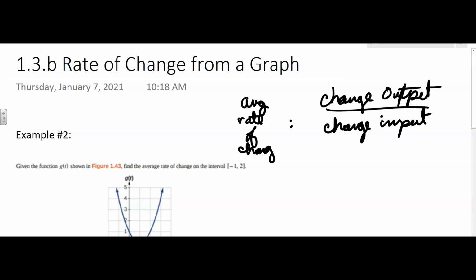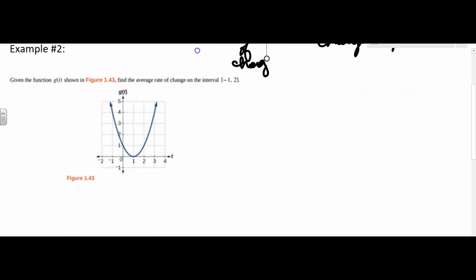Okay. So they have to tell us what the interval is that we're going to be calculating this average rate of change over. Now in this example, they give us a function, g, and they give us a graph of the function. They tell us that we're going to be finding the average rate of change on the interval -1 to 2. So that -1 is like your x sub 1, and the 2 is like your x sub 2, okay?